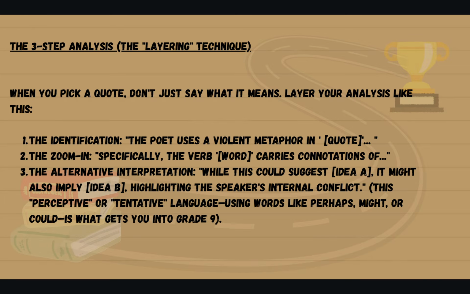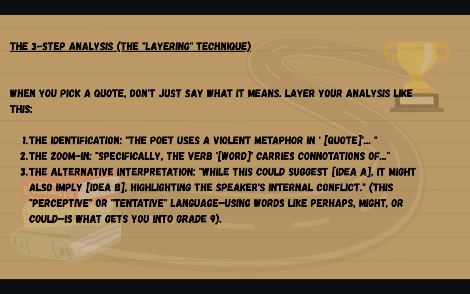Then we look at the 3-step analysis, which is the layering technique. So when you pick out a quote, don't just say what it means. Layer your analysis like this. We first look at the identification. The poet uses a violent metaphor in quote. We then look at the zoom in. Specifically, the verb word carries connotations of.